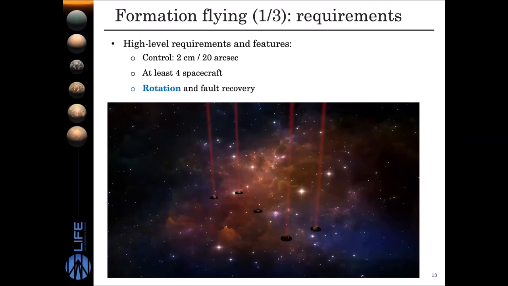So formation flying, the requirements are not that stringent, unlike what most people believe. We only need a positioning accuracy of a few centimeters between the telescopes. The rest of the correction will be taken care of by internal loops and piezo mirrors inside the beam combiner spacecraft. We need at least 4 spacecraft in order to do phase chopping, and the array has to rotate to have this modulation of the planet signal and be able to recover the position of the planet.